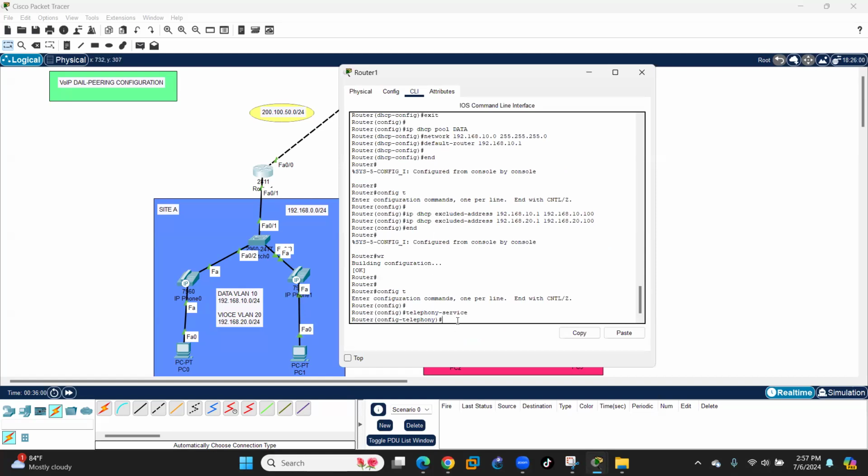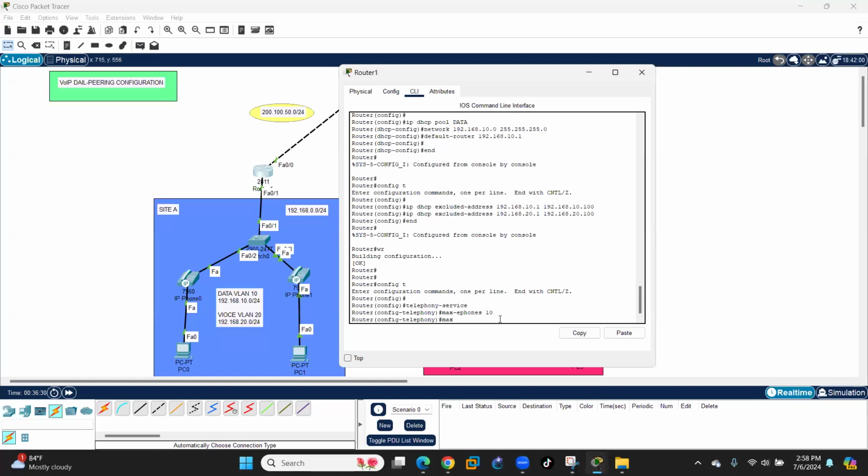Telephony-service. Then max-ephones. That means I'm telling the router the maximum number of phones I want to configure is 10. But in our own topology, we only have 2. I just gave 10. You can give 100 or 50, any. I just gave 10 in case I have other devices to add. And the maximum dn number I need is 10.